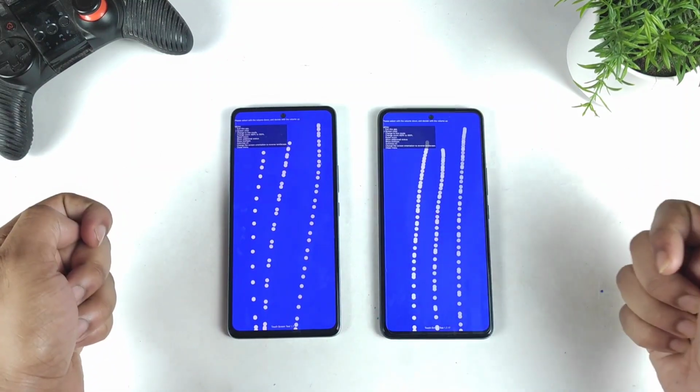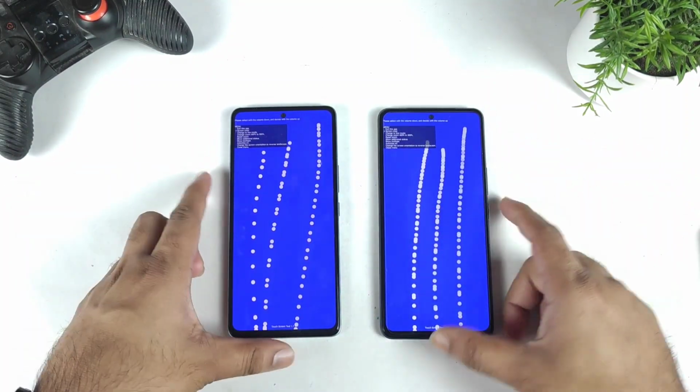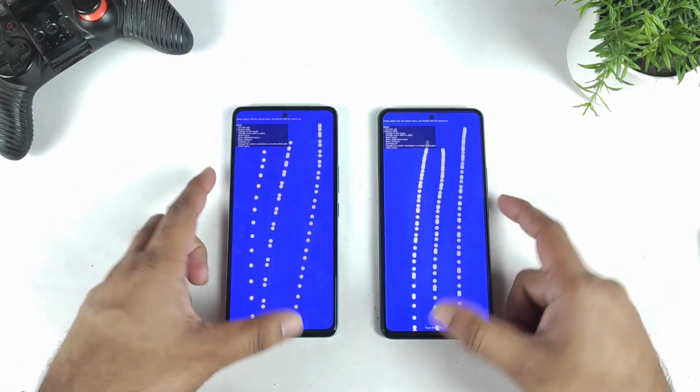As you can see, same speed I did between both phones, different results we are getting.